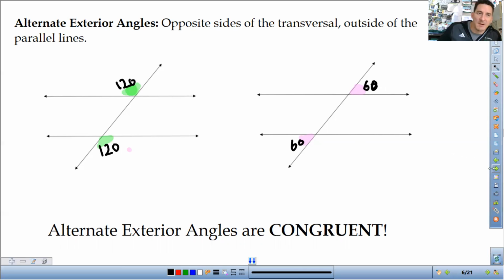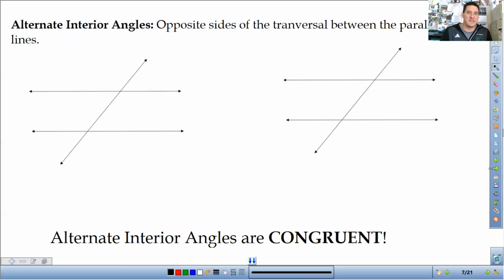Next one we need to talk about, alternate interior angles. So this time they are inside the parallel lines. So we have this angle here, and then this angle here would be alternate interior angles. And then out here, I just did that one. So this angle here and this angle here.